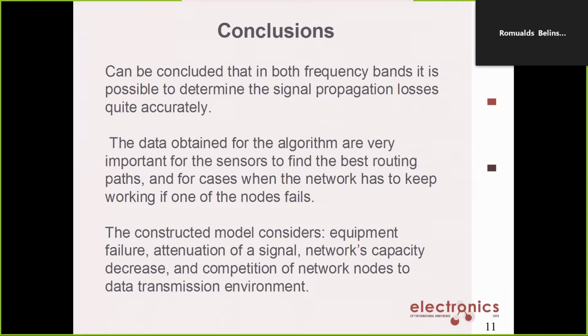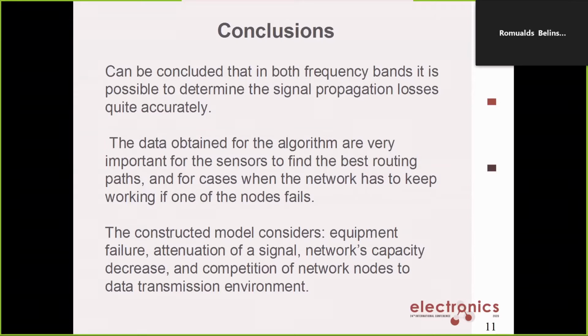And our conclusions: we offer a method of reliability estimation applicable for various sensor networks. From the obtained data and comparison with technical data, it can be concluded that in both frequency bands, it's possible to determine the signal propagation losses quite accurately. This can help in future when installing sensors in buildings which route via the shortest paths. The data obtained for the algorithm are very important for the sensors to find the best routing path, and for cases when the network has to keep working if one of the nodes fails. This way the nodes would be able to react quickly and find the quickest path to the destination.